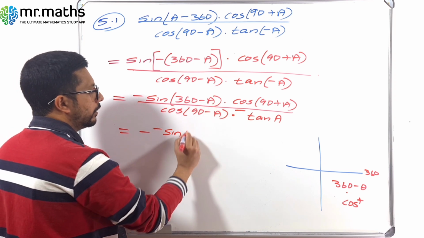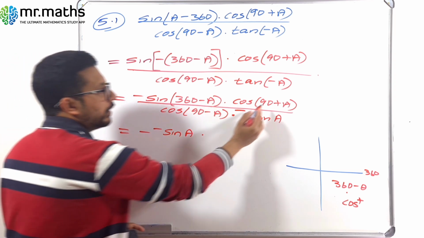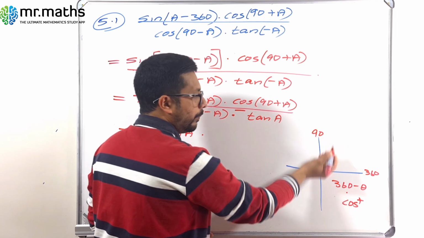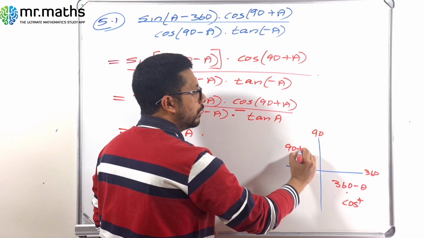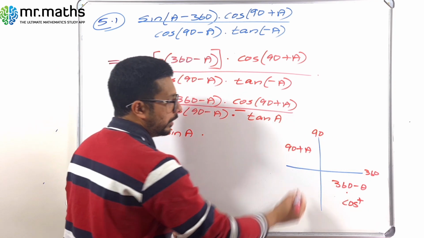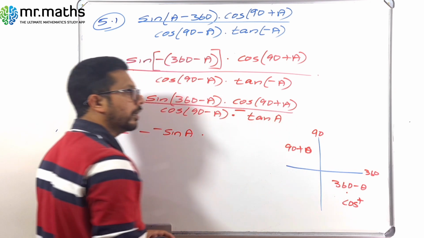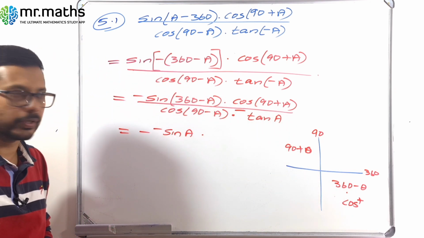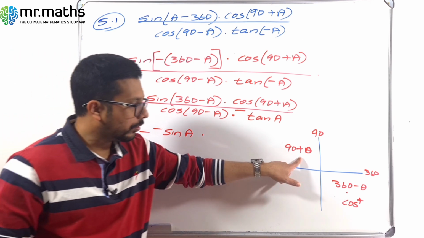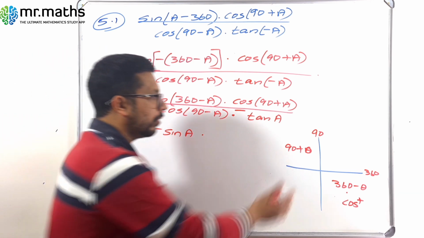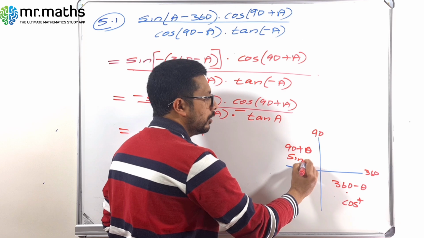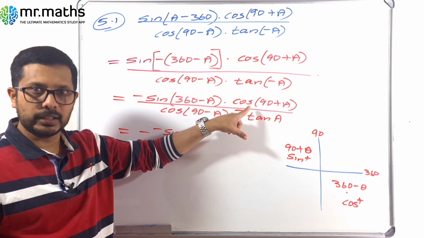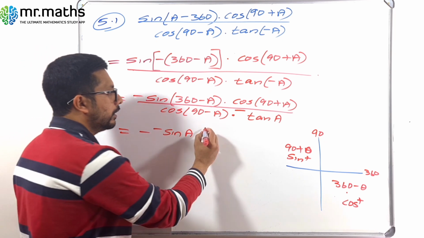Sine, then a, times 90 plus a. Which quadrant? 90 plus a means it's in the second quadrant. Normally we write theta, but it doesn't matter whether it is a or theta, that is representing an angle. So second quadrant, what is positive? Only sine is positive. Here we have cos, so it is negative. Am I right? Okay, so it is negative.